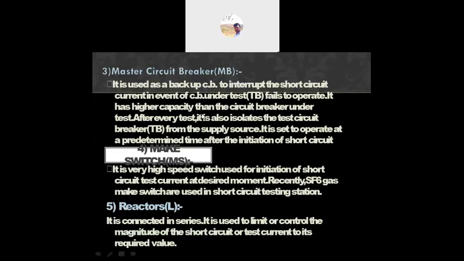After every test, the test circuit breaker is isolated from the supply. The circuit breaker under test is removed from the supply source, and then the operating procedure and timing are set up after initiation of the circuit breaker. If there are two circuit breakers and one performs the test, the other has to be in the circuit. So we have to do different types of tests on the same setup.